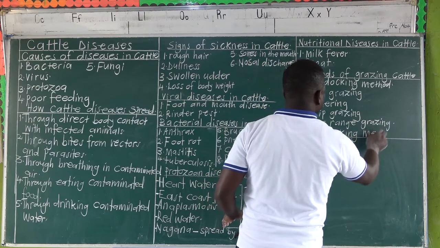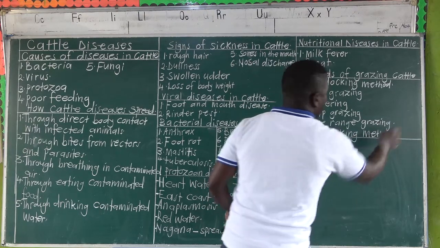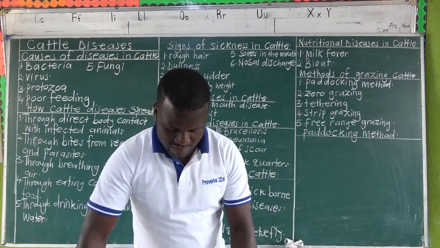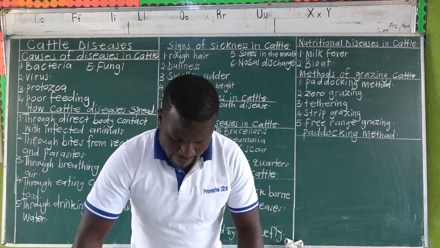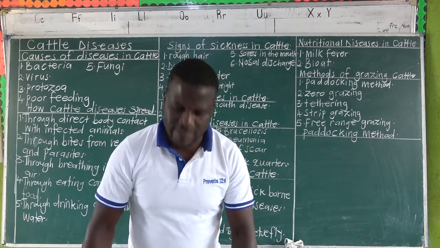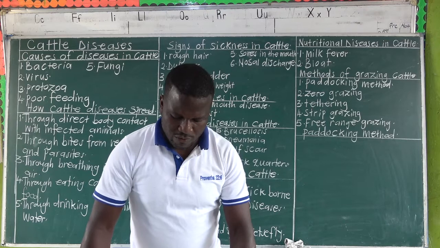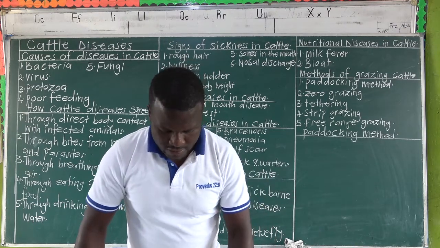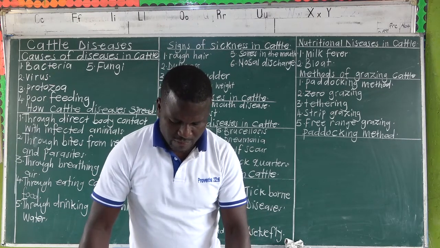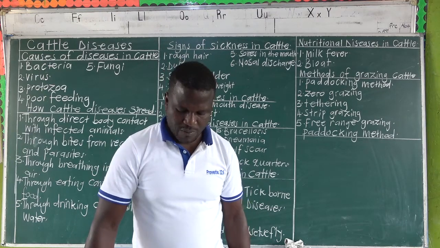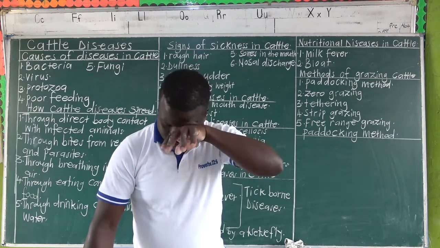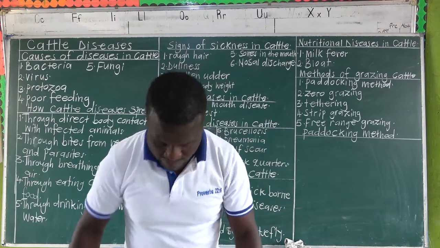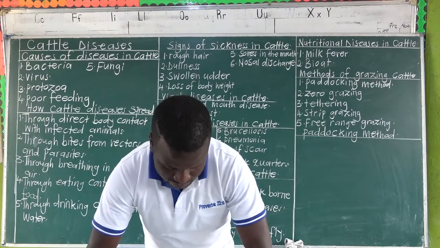Paddocking method. What we mean by paddocking method is a system where animals are fed on pasture divided into paddocks. So land is divided into paddocks, into small plots. So the paddocking method is a system of grazing animals where animals are fed on pasture of land which is divided into paddocks.